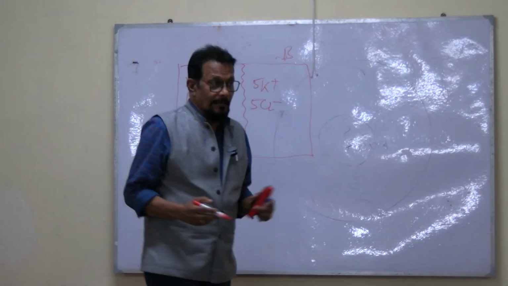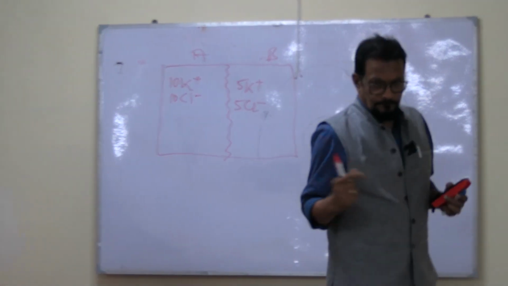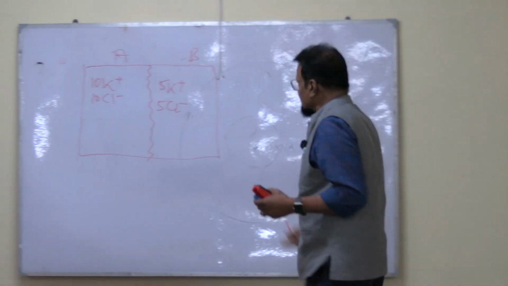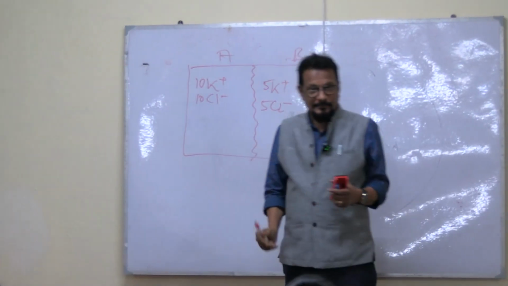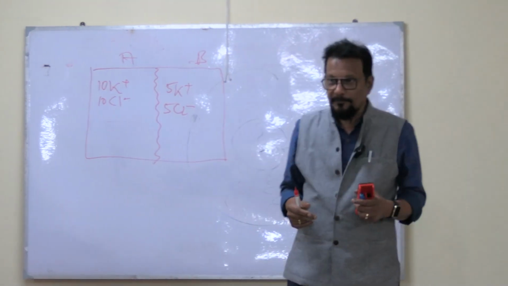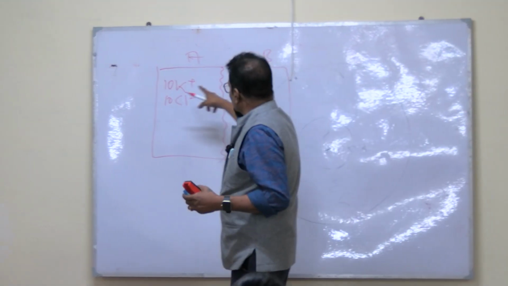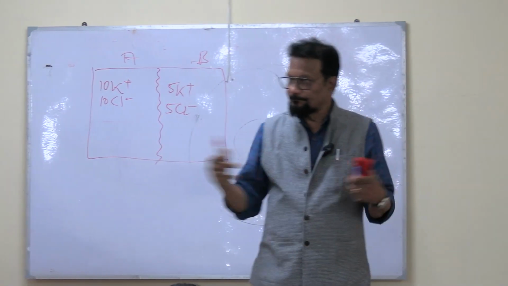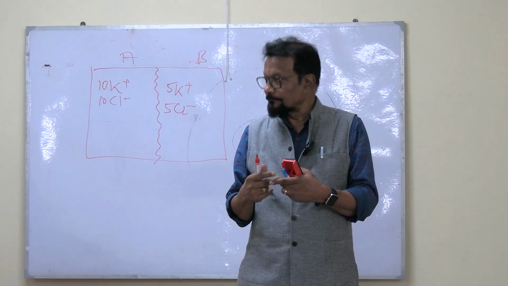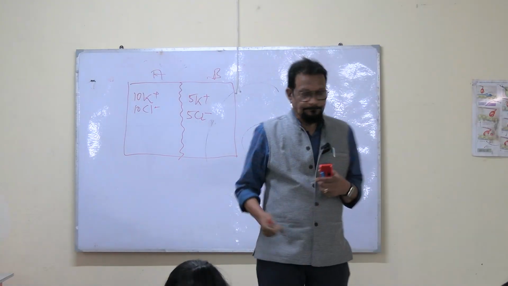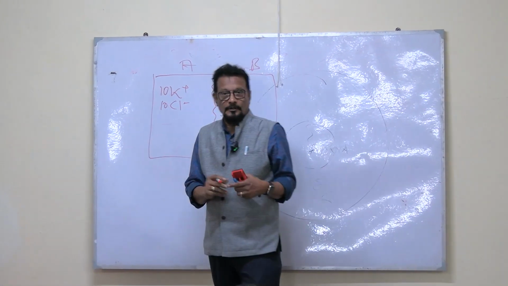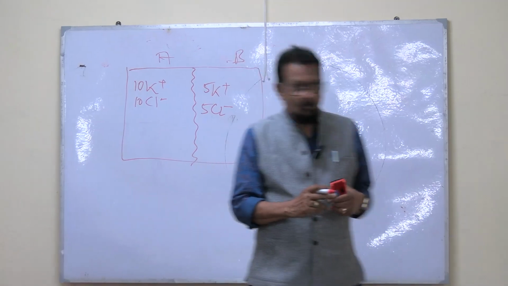Compartment A and B, separated by a semi-permeable membrane. Though it is a semi-permeable membrane, K and Cl, potassium and chloride, both are permeable. So both ions are permeable. One side has more potassium chloride, more potassium ion.